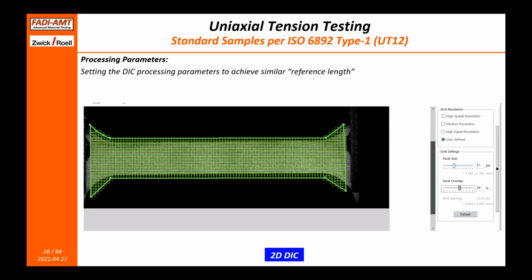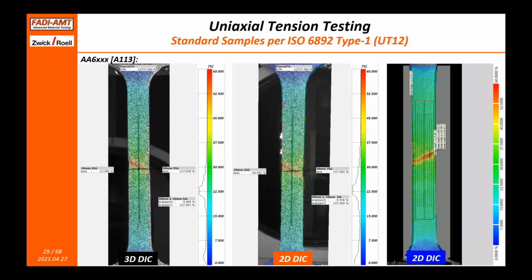And as you can see here with the DIC software, you can see a mesh, again, a grid, just like a finite element grid. And we try to match the grid in order to obtain the same pixel resolution and, at the same time, the reference length. Let's see a comparison of the results.